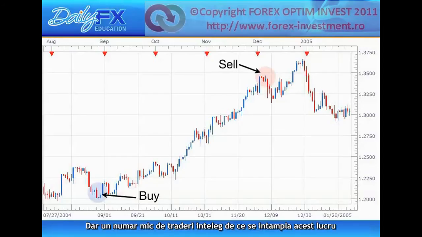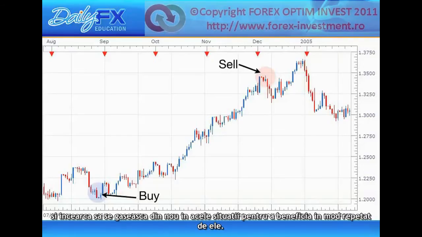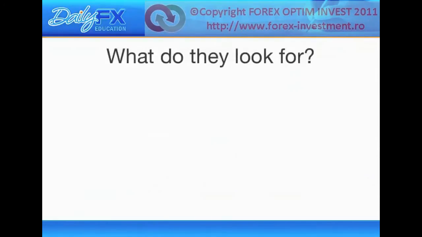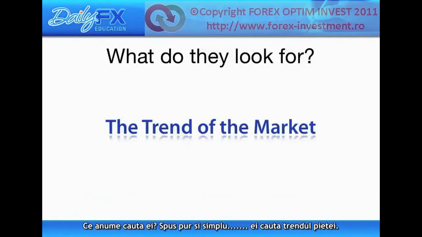Many will attribute this winning period to blind luck, and there is some truth to that. But a small number of traders understand why this happens and look to find those situations to repeatedly take advantage of. Now, what do they look for? Simply put, they look for the trend of the market. This may be the most overlooked but yet most important part of identifying a trade.